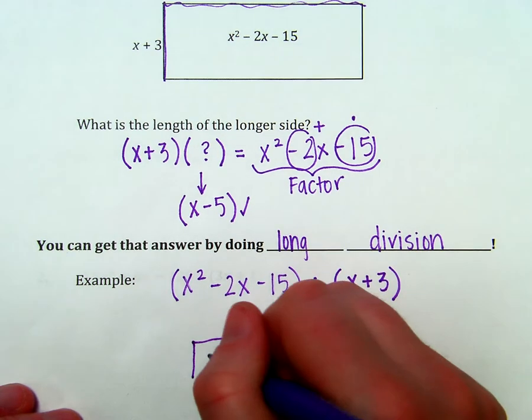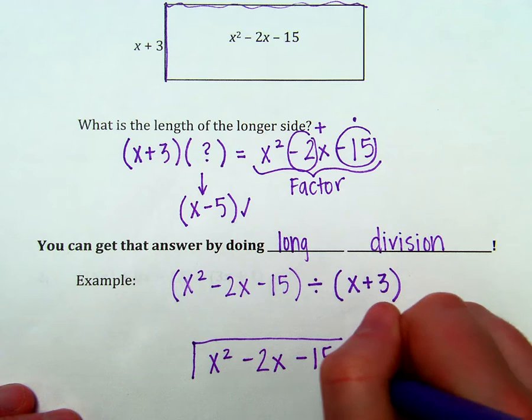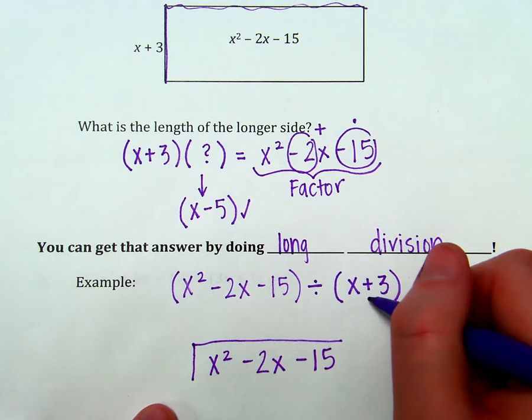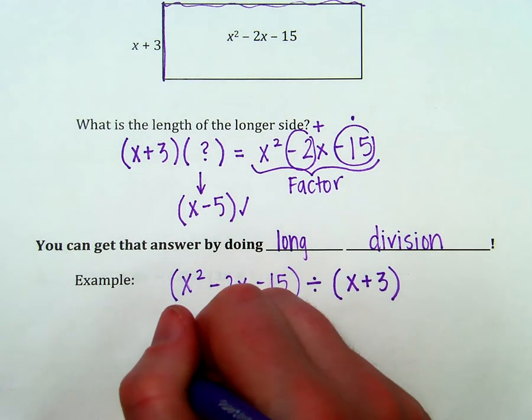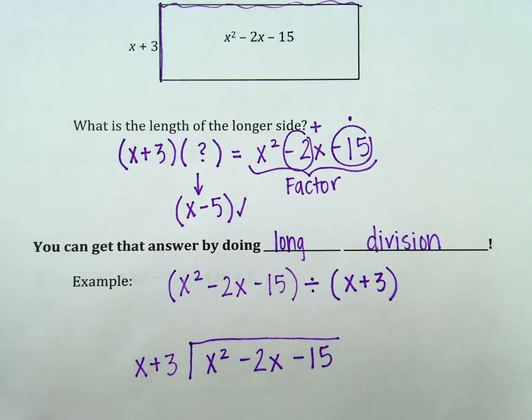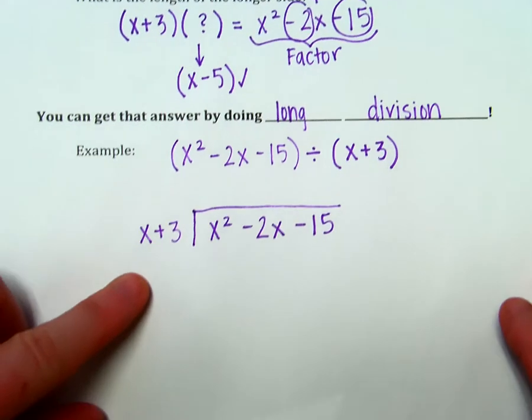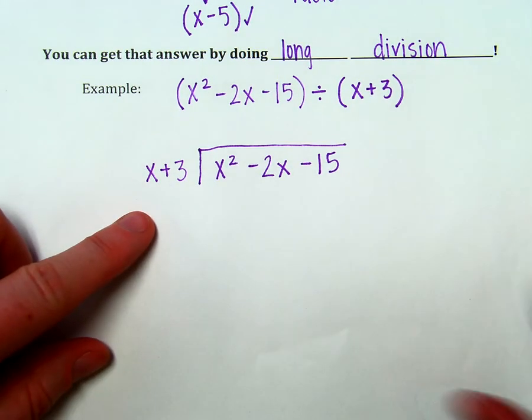x squared minus 2x minus 15. And then whatever you're dividing by, which in this case for us is x plus 3, that's going to go out front of your little division house. So that's what we're starting with. I'm going to show my work in a different color just to help you out a little bit. So my work is going to be big. All right, here we go.